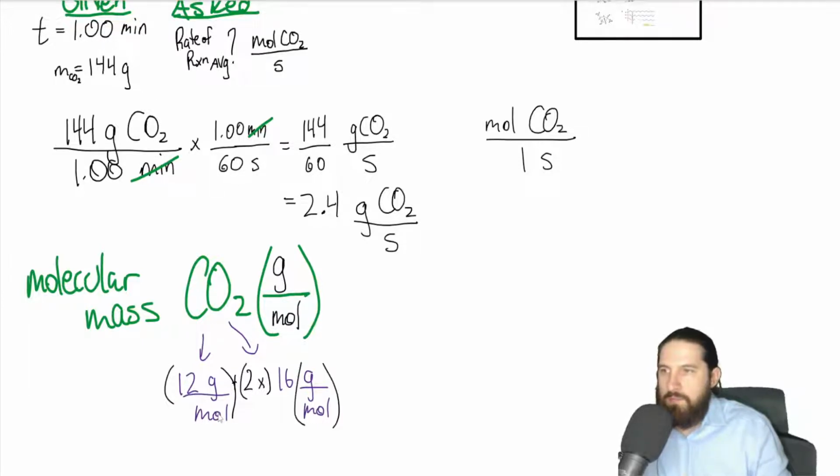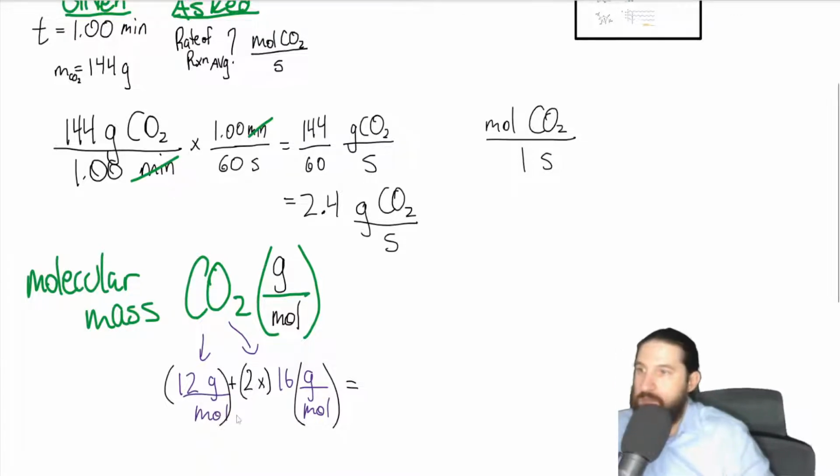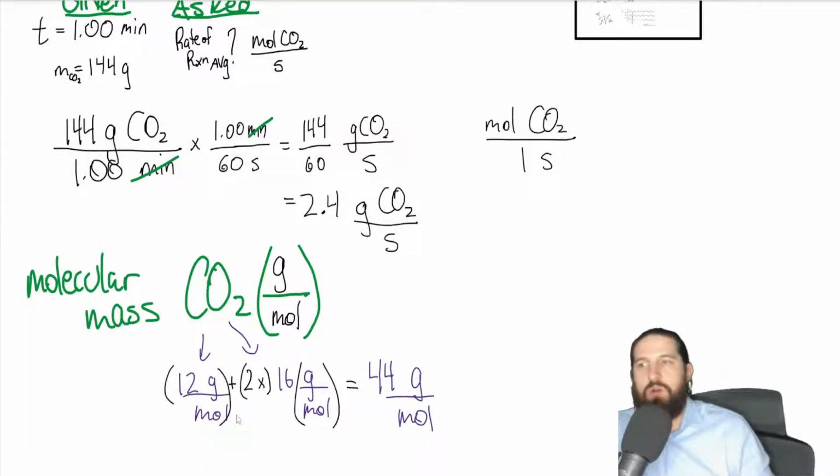And what do we get? So we should get what? 2 times 16, 32 plus 12, so 44. 44 grams per mole for a CO2 molecule.